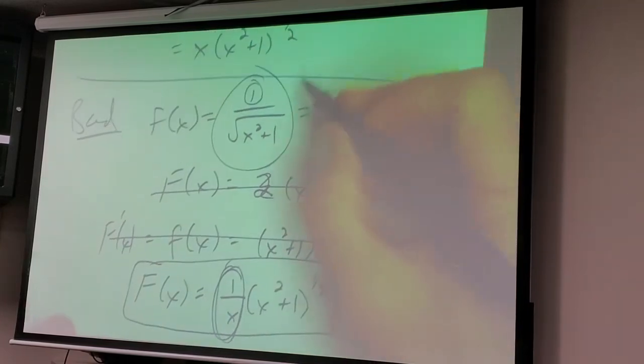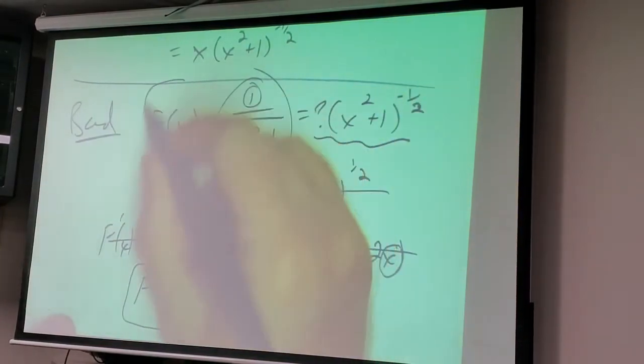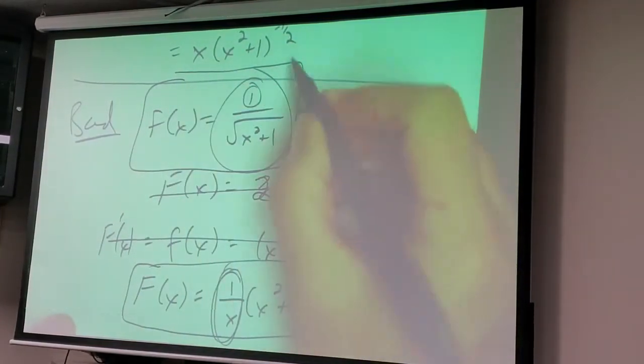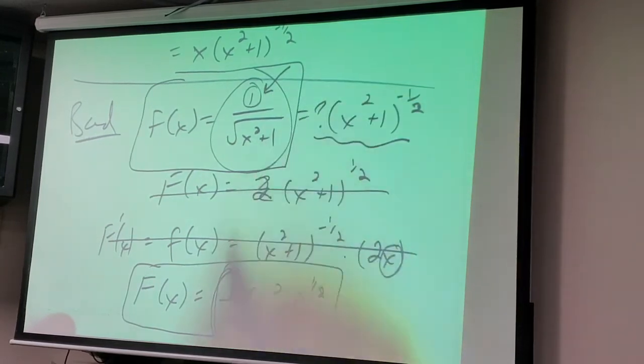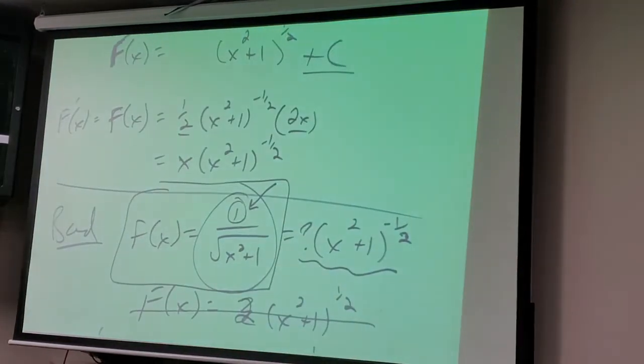So why can't we do this antiderivative? Because what would need to be there? There would need to be an x. That's related to the chain rule piece.